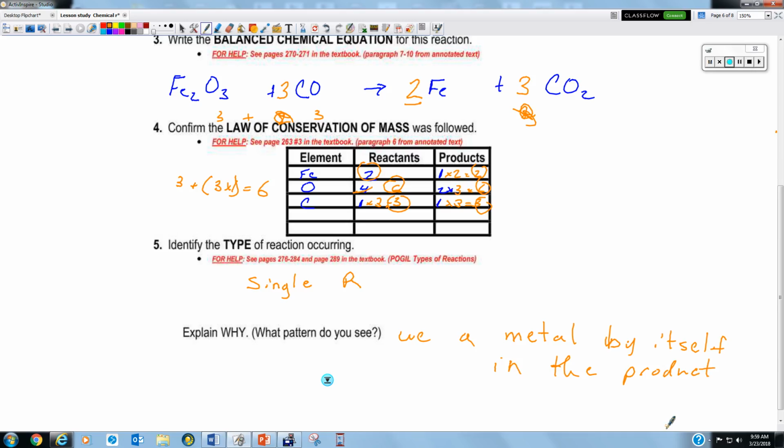Now, I am sure that if I went and did the research, there is another name for this type of reaction. But for our purposes in this class, we can be satisfied with just calling it a single replacement because we have this lone metal right here. And that would be good enough justification for me and for what we're doing right now. All right. Any questions?